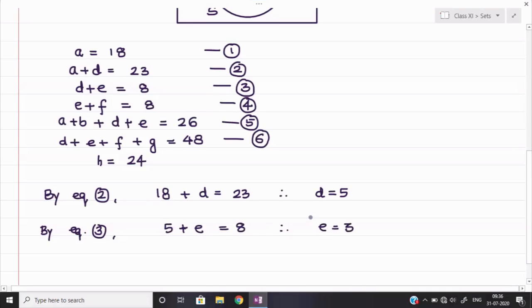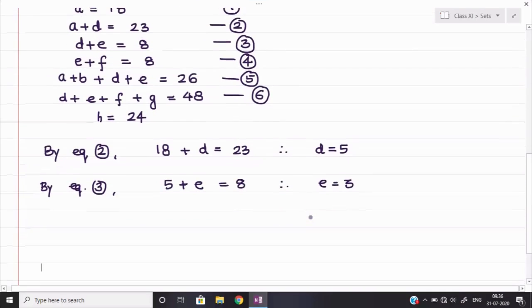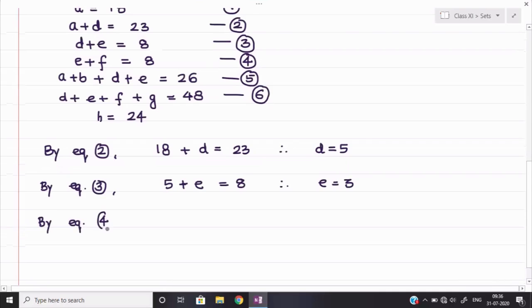Now the value of E, similarly I am keeping in equation number 4. So now I will take equation number 4. Okay, in the fourth I am keeping the value of E, that is 3 plus F is equal to 8. So I can say that the value of F will be equal to 5. This I got the third value.